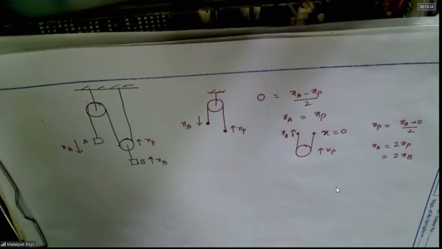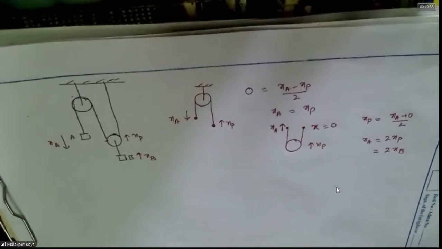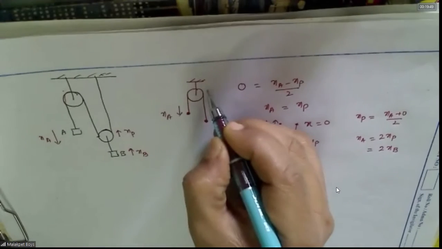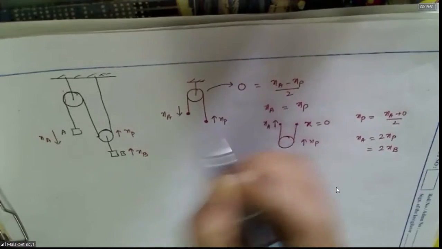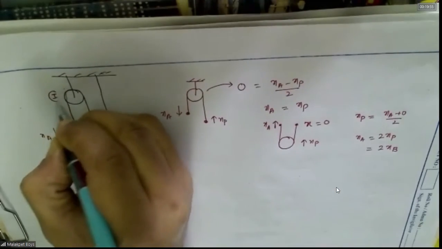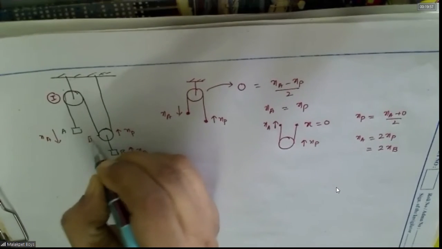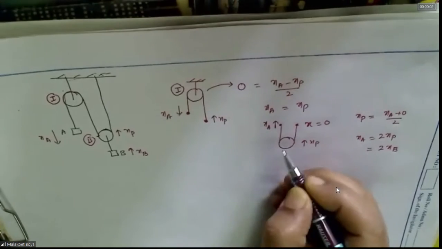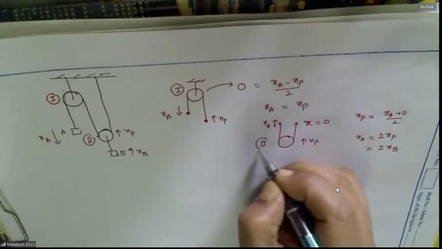Sir, excuse me, I didn't understand one thing, sir. In the first thing, sir, 0 equal to XA minus XP by 2. How we are getting 0, sir? This is not moving, no? This is fixed, no? Yes, sir. Understood, sir. Understood.